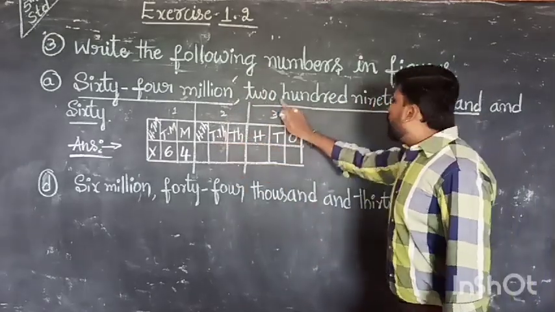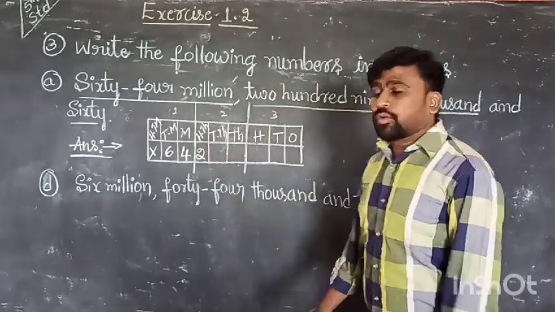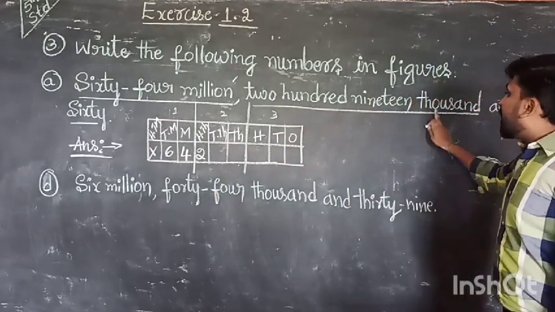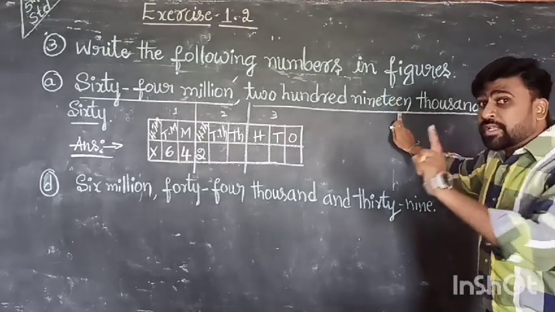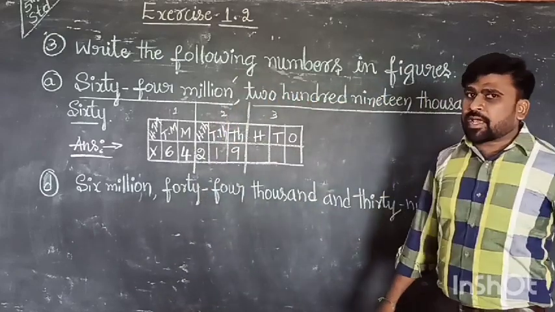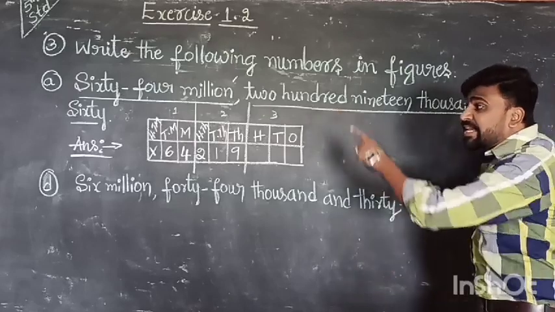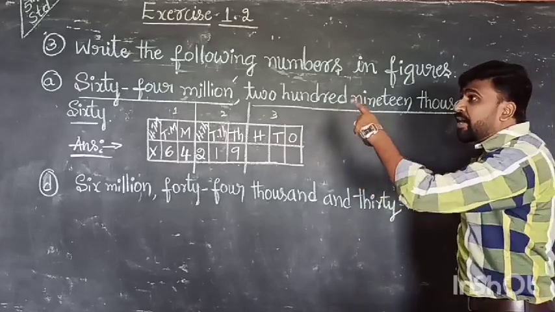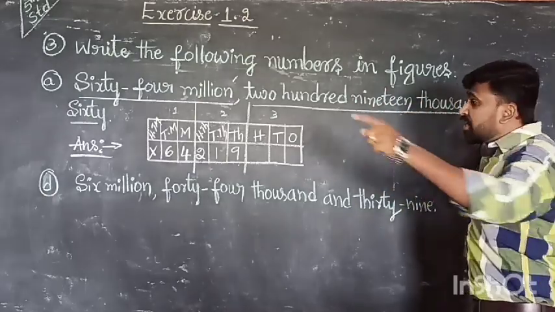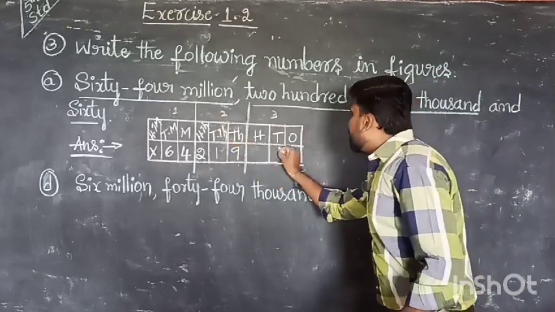Second group: 200. In the 100 place, which digit? 2. Here 2. So 200. 19,000. 19 means 1, 9. 19,000. Clear? And the last group is 60. It is not given like 560 or 160. In the middle, the 100 place is not given. Skip. Clear? 60 means 60.